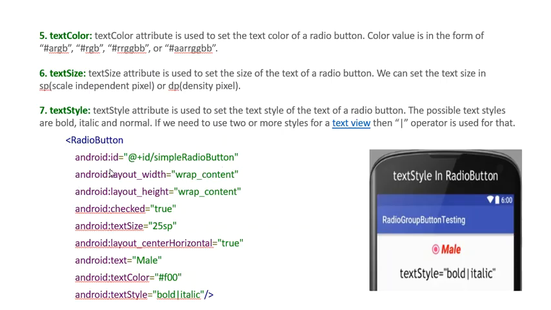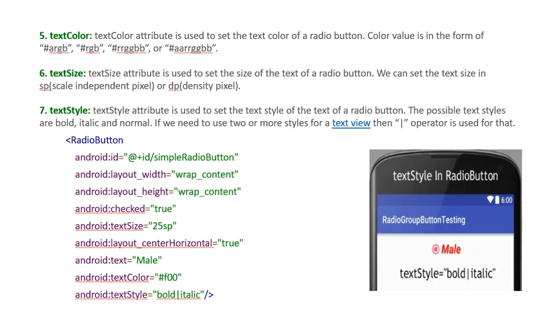android:id equals @+id/id_name, android:layout_width and layout_height equal wrap_content, android:checked equals true as the button is selected, and android:textSize equals 25sp, and android:layout_centerHorizontal equals true, at the center is there, and android:text equals male, the text name male is there, and android:textColor equals hash F00, a red color hex code, so the color of the text is red, and android:textStyle equals bold|italic, the vertical bar, if the bold and italic style is there.